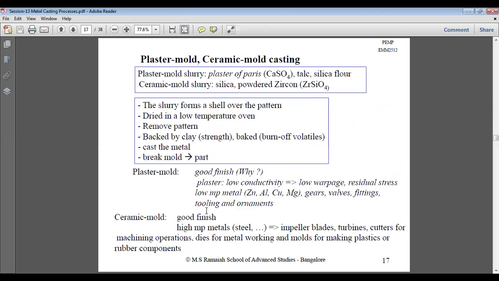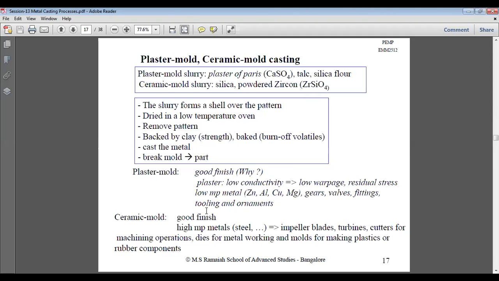So this is the overview of plaster mold and ceramic mold. Plaster of Paris, CaSO4, calcium sulfate, talc, silica flour, ceramic. This is slurry, silica, powdered zircon. This is basically the plaster mold slurry, the POP material that is used for making pattern and mold. The slurry forms a shell over the pattern, dried in a low temperature oven, pattern removed, packed by clay, baked, volatiles burned off, material cast, mold broken. So this is plaster mold or ceramic mold casting.